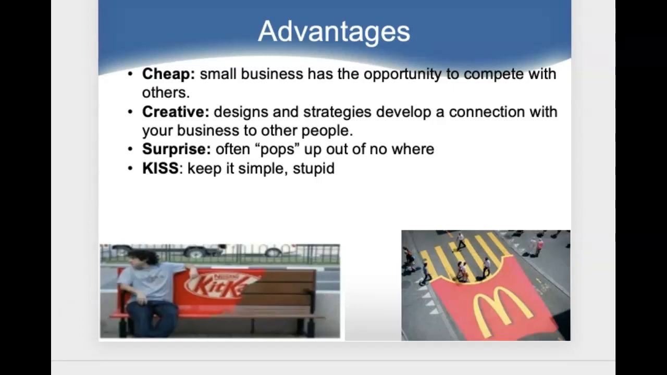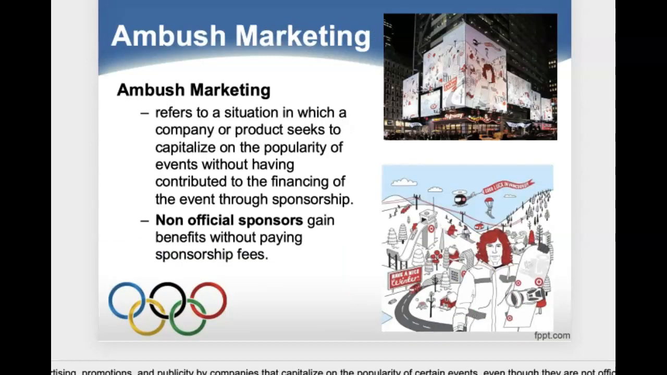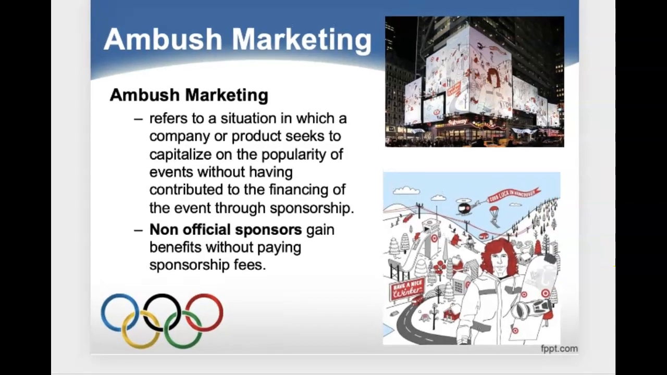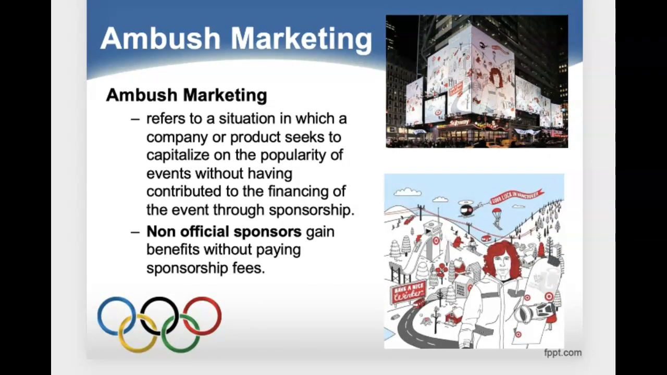Right? So in sports organizations, we have something called ambush marketing. Ambush marketing is kind of unique, it doesn't really happen in other businesses, mainly in sports organizations. So what is ambush marketing? Ambush marketing refers to a situation in which a company or product seeks to capitalize on the popularity of an event without having contributed to the financing of this event through sponsorships. So this is the definition.